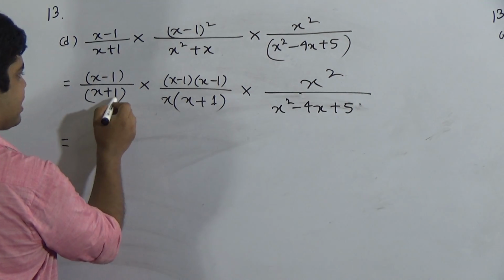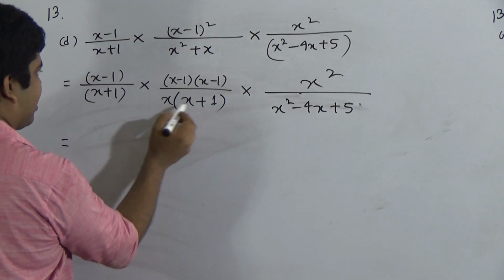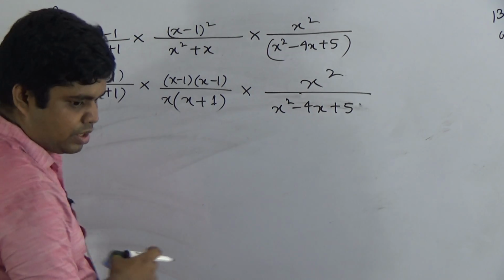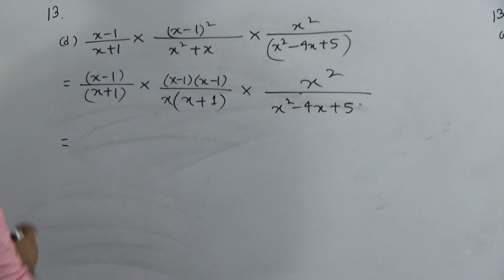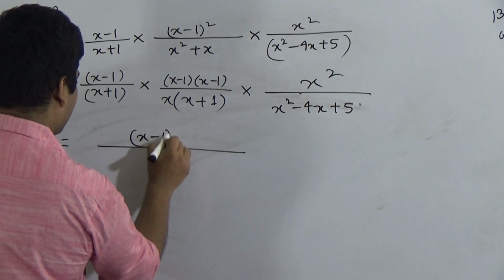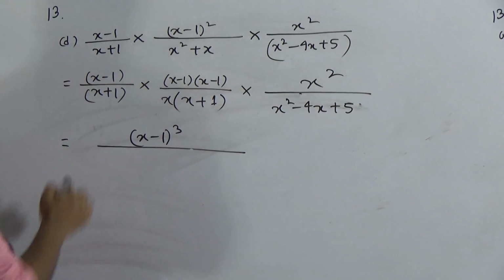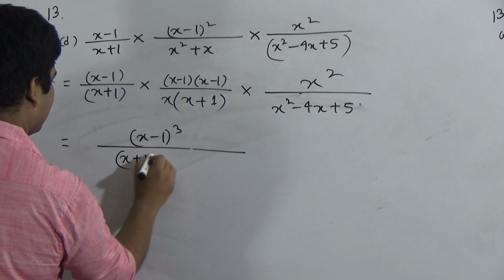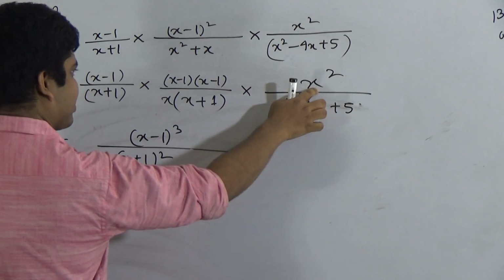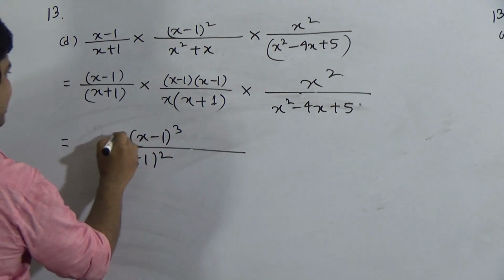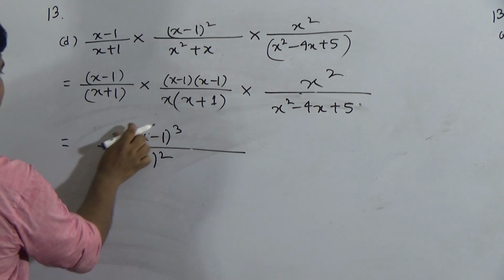So x minus 1, x plus 1, x plus 1. So x minus 1 whole cube. Okay, x minus 1 whole cube. Here x plus 1, x plus 1. That means x plus 1 whole square. x square and x, both cut by the number x, we get x, and here 1. No need to write 1.